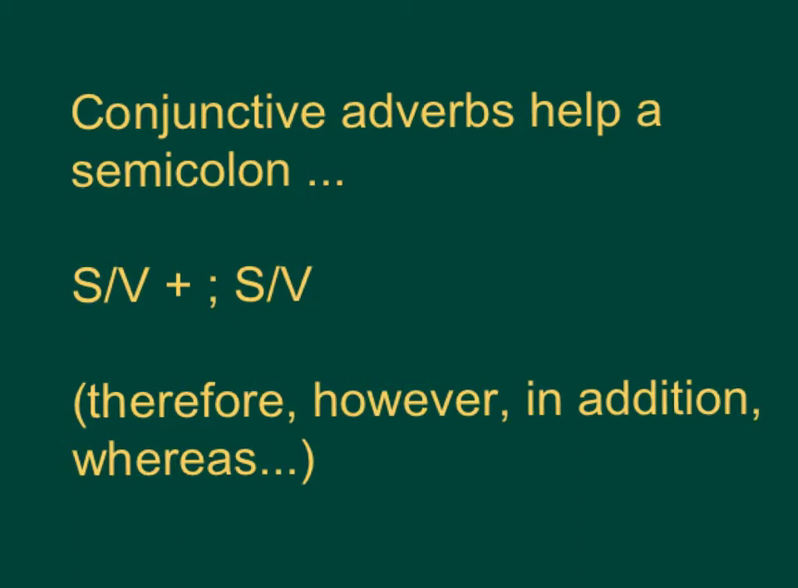Another kind of compound sentence uses conjunctive adverbs and a semicolon to join two simple sentences. Examples of conjunctive adverbs are therefore, however, in addition, and whereas. The semicolon will go before the conjunctive adverb, and the conjunctive adverb will be followed by a comma. The conjunctive adverb can be a single word or a phrase, and it's followed by a comma because it acts like a transition between the two simple sentences.